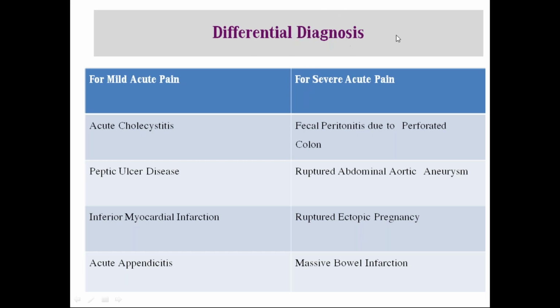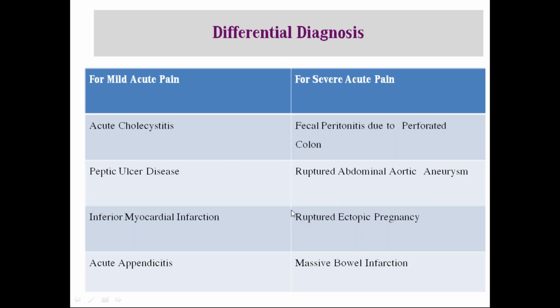the organs located close to the pancreas. One is acute cholecystitis, peptic ulcer disease, inferior myocardial infarction, and acute appendicitis. For severe acute pain, it may be due to fecal peritonitis or ruptured abdominal aortic aneurysm, which is a catastrophe.